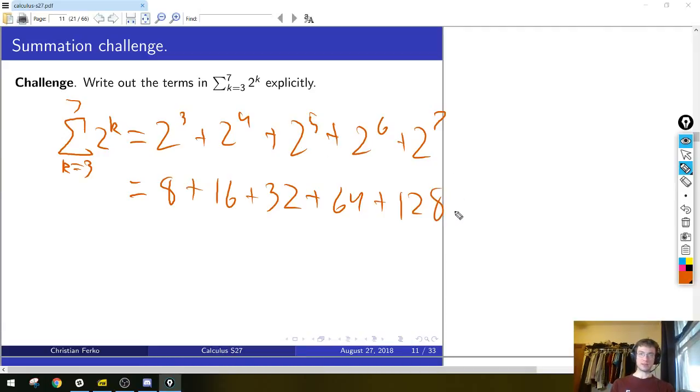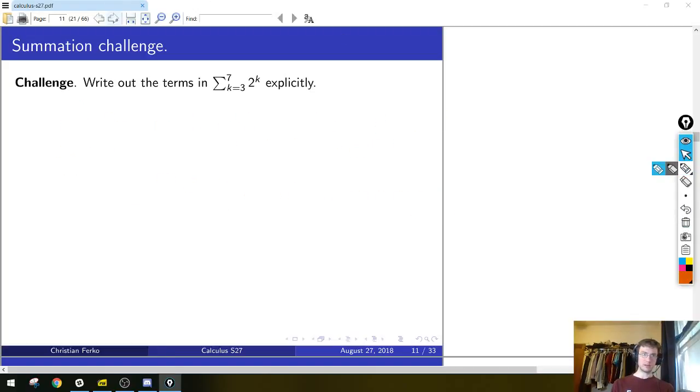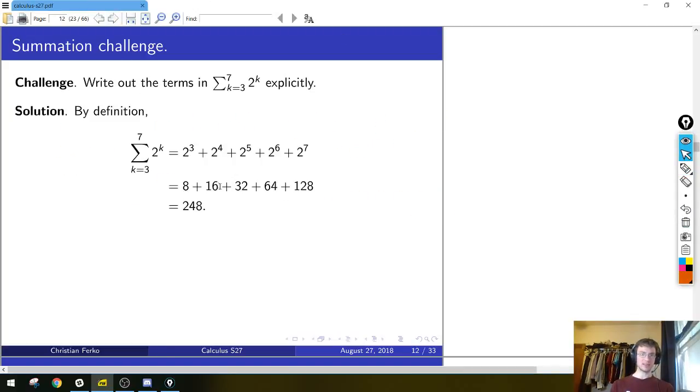And I don't feel like actually adding these up, but I do it on the next slide. So, yes, this is what we mean by this. Plugging in from 3 to 7, and then adding up all of the terms. And indeed, I think it's 248 if I remember correctly. If you add 8, 16, 32, 64, 128, it's 248.